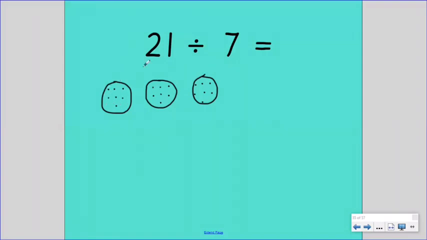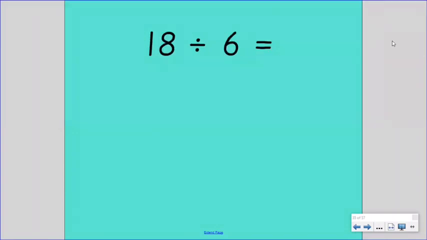So how many groups of 7 are there? What's our answer? Well done. There are 3 groups of 7. 1, 2, 3. So our answer is 3. 21 divided by 7 equals 3. Let's have a go at one more together before I give you some to do yourself. So here we've got 18 divided by 6.